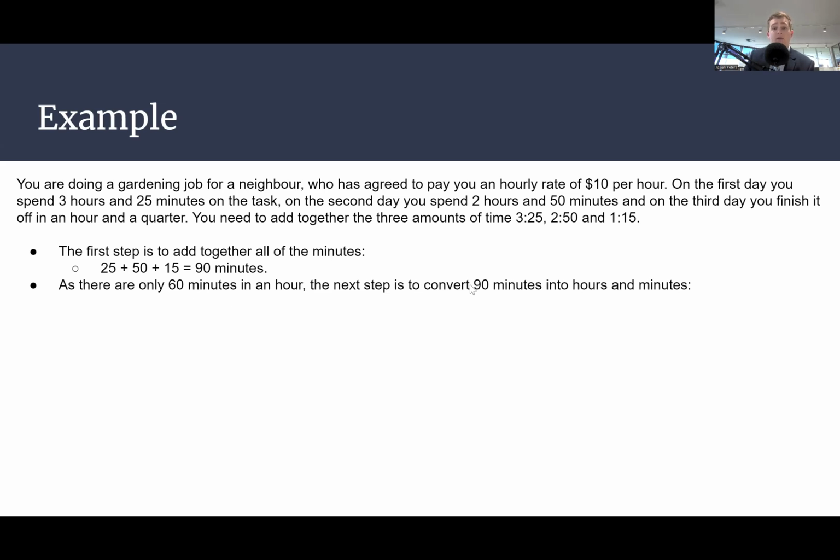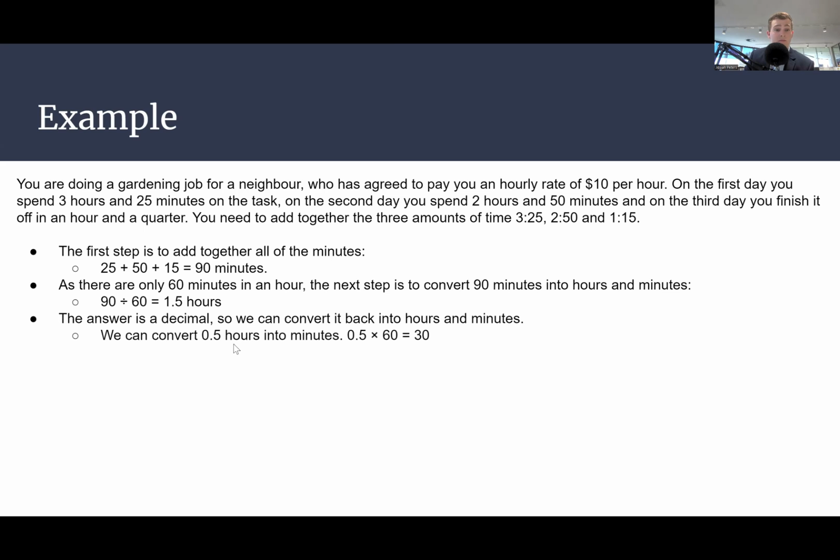So the next step is to convert 90 minutes into hours and minutes, which we should know is 90 divided by 60 because there's 60 minutes in an hour. That gives us 1.5 hours or an hour and a half. The answer is a decimal, so we can convert it back to hours and minutes. So we convert 0.5, that's from our last answer, into minutes, telling us it was 1 hour and 30 minutes. As you can see here.